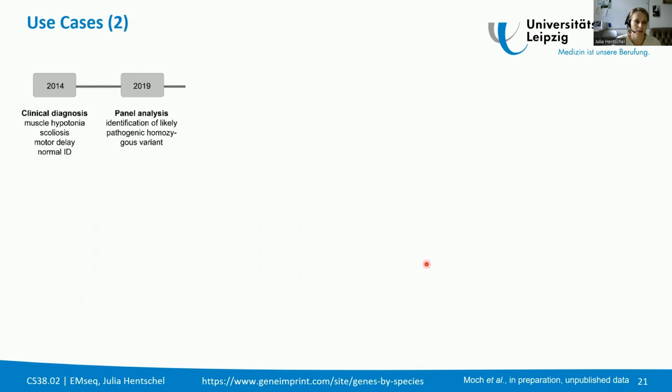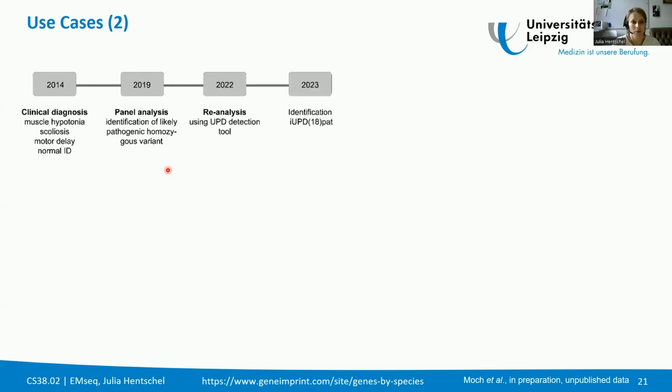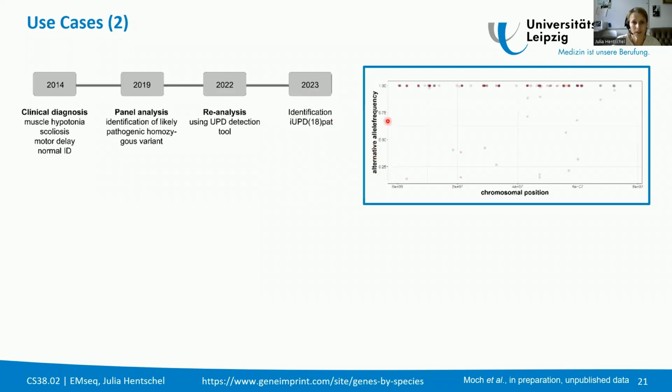In the second case, we used this new technique. We had an exome or panel analysis of a patient where we detect a homozygous causative variant. And initially, we thought that each parent gave a heterozygous variant to the child. But when we reanalyzed our cohort using our new UPD detection tool, then we identified a uniparental isodisomy of the paternal chromosome 18. And this looks like this. We can see a homozygous stretch in that chromosome.